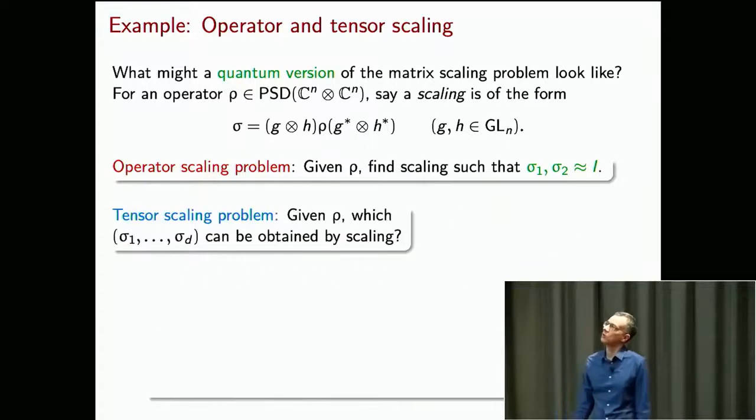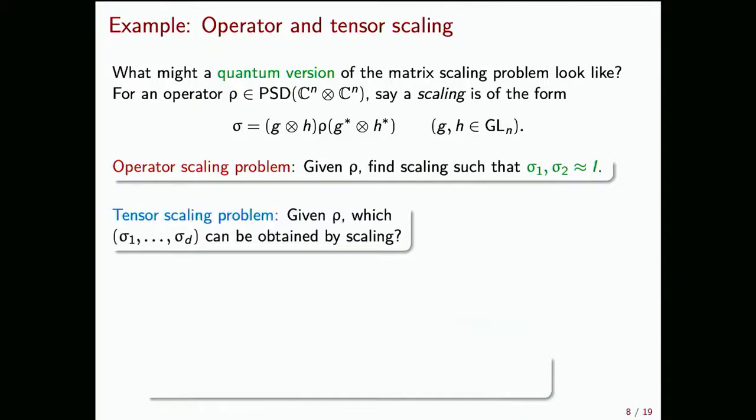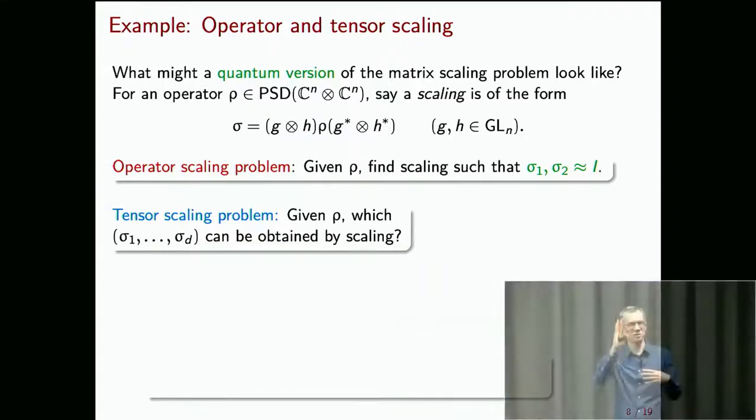We can say, more generally, if I start with a quantum state, maybe a quantum state of three parties, so it's like a cube, a quantum cube. I can ask, what are the row sums, the column sums, the third direction sums.